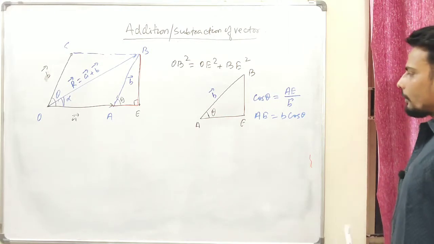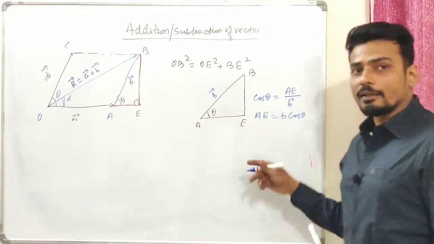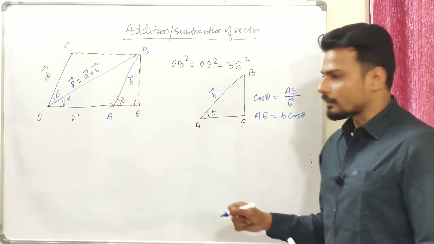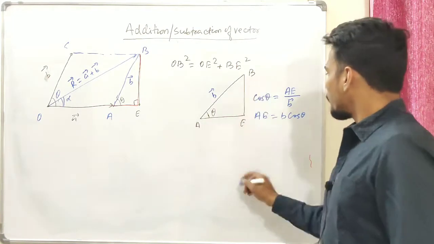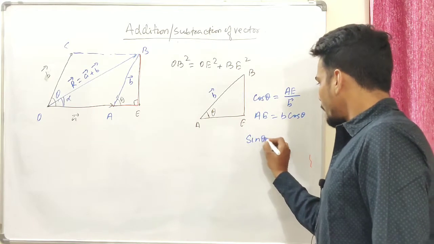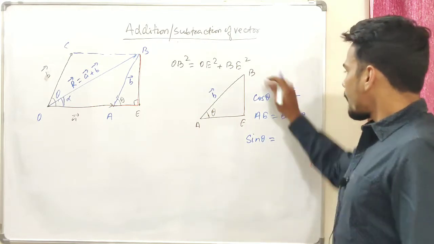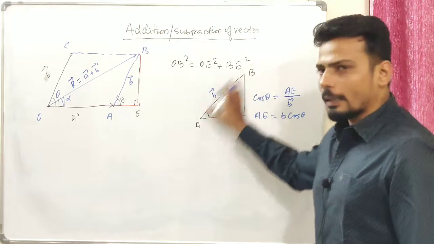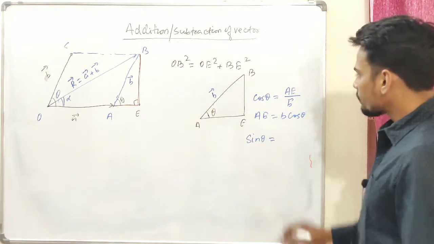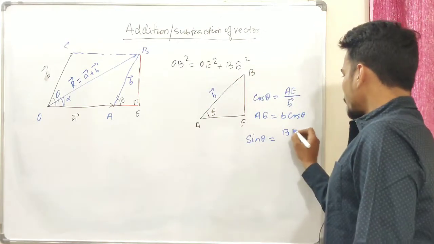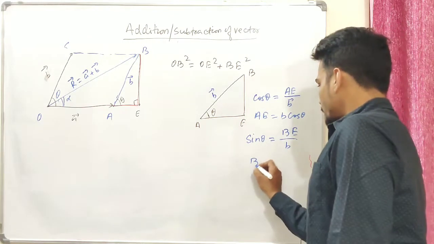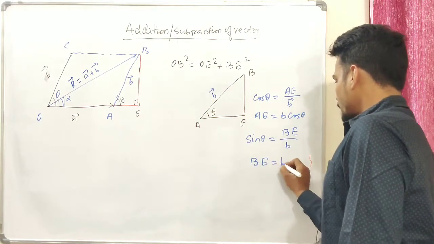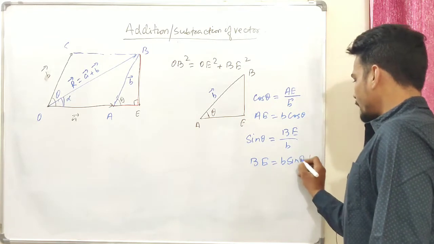Okay, now when we talk about these things, we actually talk about the magnitude, the length. We do not talk about the vectors over here. So let me just write A is equal to B cos theta. Likewise, if I write sin theta, I would be getting opposite over the hypotenuse, SOHCAHTOA, that's a rule. So BE over vector B. So I'm gonna get BE equals B sin theta.